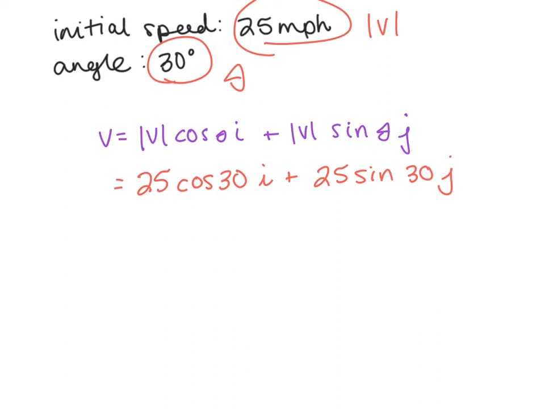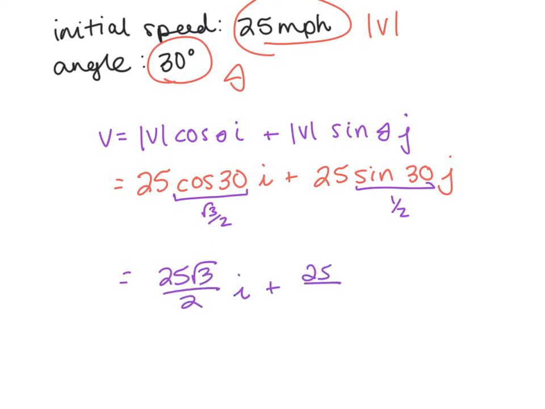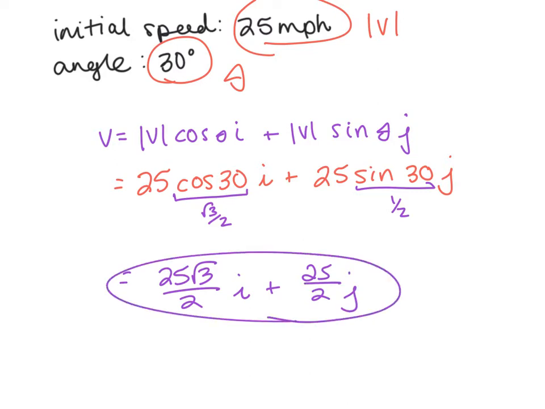Now here's where if you ever have an angle that is on the unit circle, so 30, 45, 60, 90, 135, 120, 150, and so forth, any of those angles, keep your answers exact. So if we think back to our unit circle, cosine of 30 degrees is root 3 over 2, whereas sine of 30 degrees is 1/2. So our final answer will be 25 root 3 over 2 i plus 25 over 2 j. And that is the vector in IJ form that represents 25 miles per hour at 30 degrees.